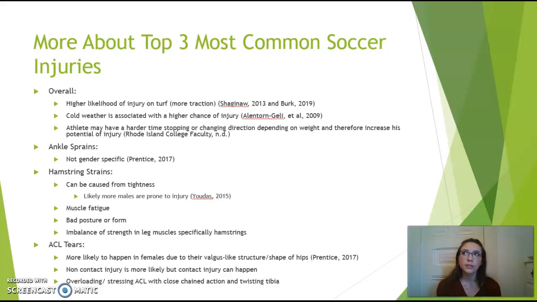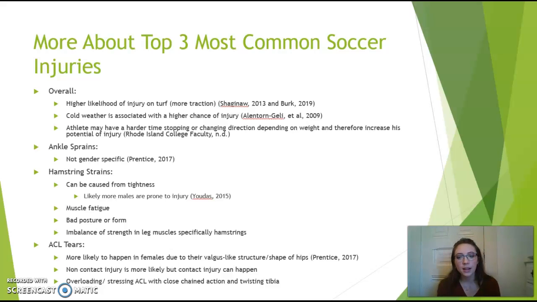Well, when someone is on turf, there's a lot more traction. And traction makes it so that the body doesn't turn as naturally, like the foot won't slip and the foot will just stay and the body will turn and it'll tear things and stretch things, and it is not good. Cold weather will make muscles more tight, which makes people more prone to injury. And then also, depending on the athlete's weight, believe it or not, according to physics, they have a harder time stopping or changing direction, and the body keeps wanting to go in that direction, and that can cause injury.